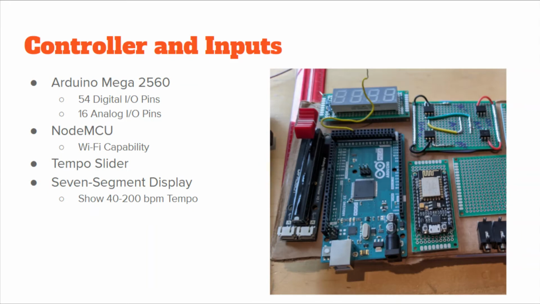The main control unit for the Robotic Drum Assist is an Arduino Mega 2560, which handles timing, input processing, and output signal coordination. A tempo slider was provided to allow for automatic playback at varying tempos, ranging from 40 to 200 beats per minute. The tempo was communicated to the user on a 7-segment display built into the final casing.